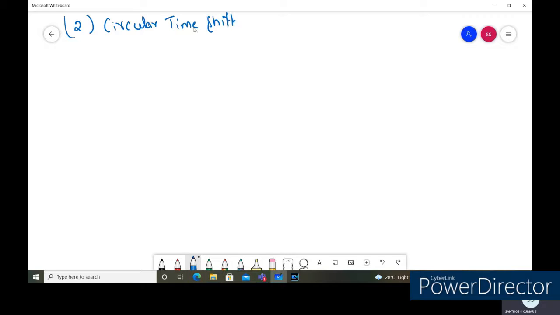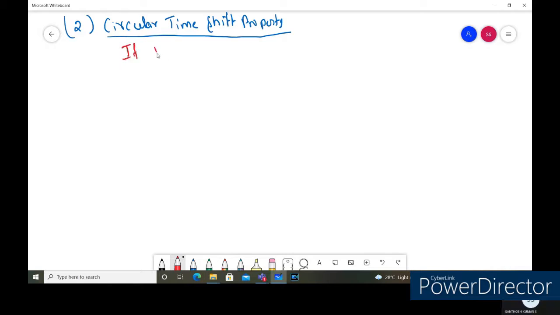A similar property we have seen in the case of the Fourier transform, the DTFT, and even the Z transform and Laplace transform. But there we did not use the term circular. Why? Because there it is a normal sequence, but here x of n is a periodic sequence. That's why we call it the circular time shift property. So let us look into the statement of the property.